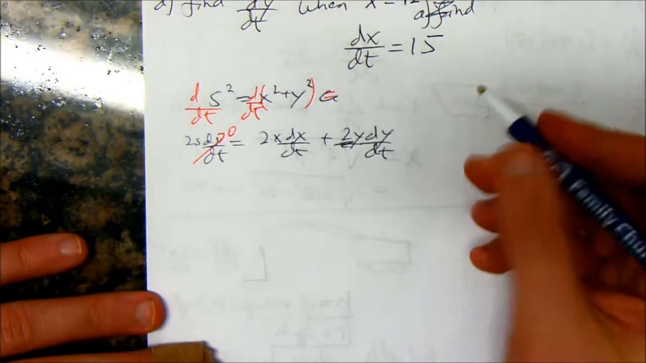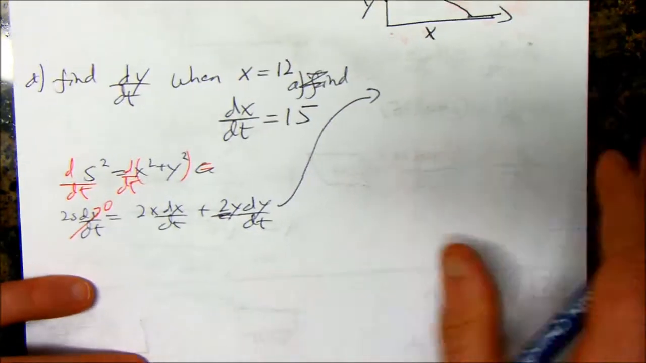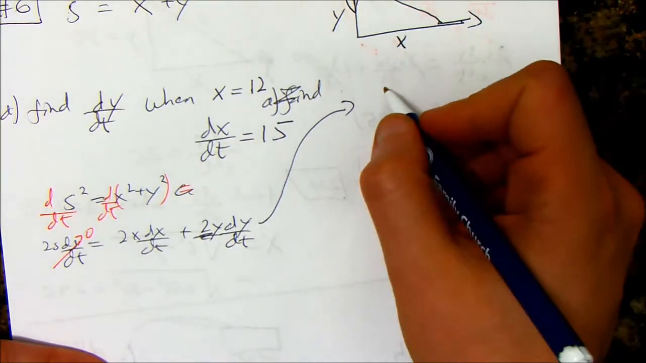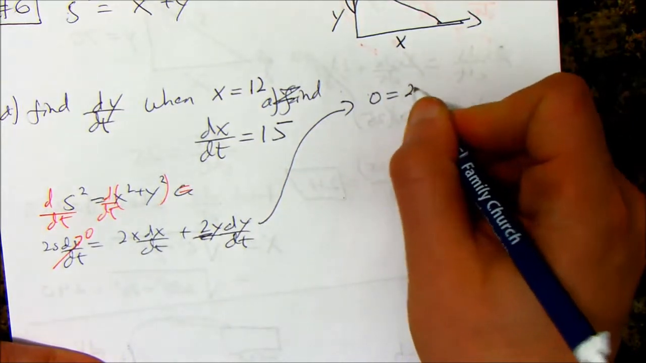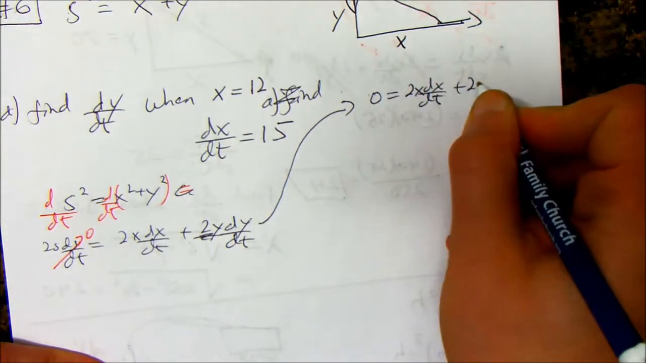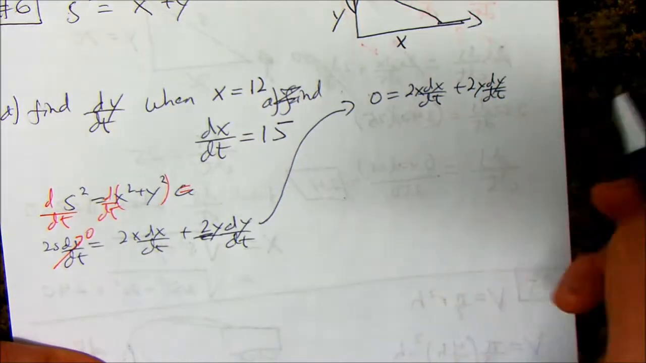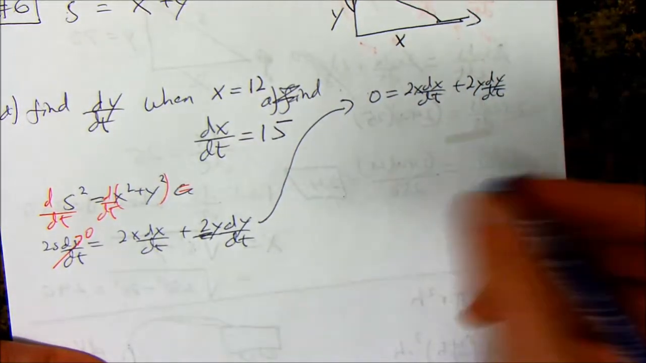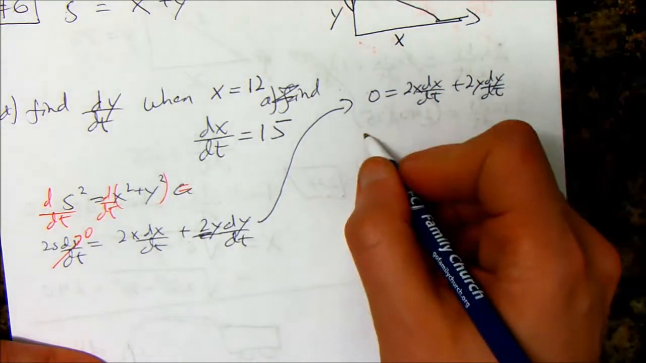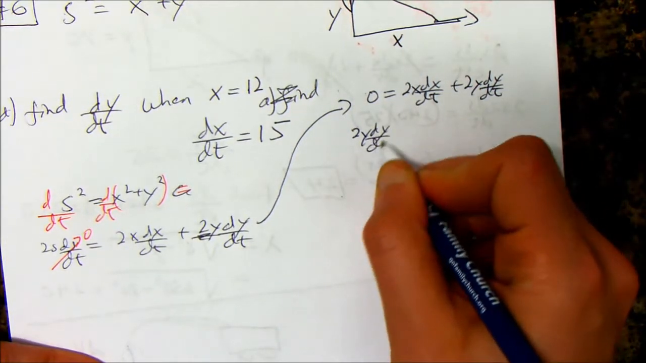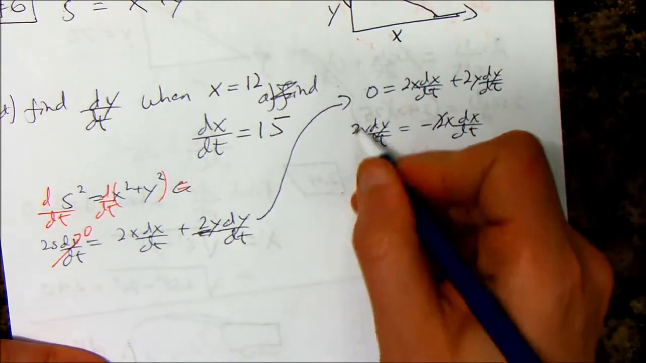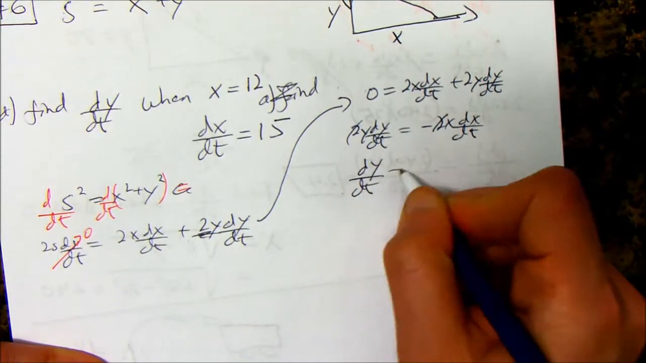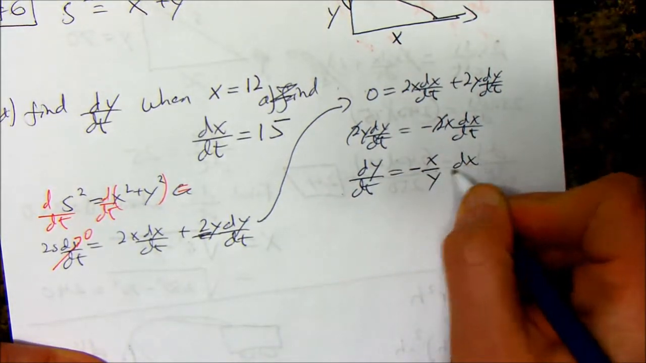All right. So now we can say that 0 is equal to 2x dx dt plus 2y dy dt. Let's go ahead and solve this for dy dt. I'll subtract this over, so I'll end up getting 2y dy dt is equal to negative 2x dx dt. And then divide by 2y, so the 2's will go away, and we'll end up with dy dt is equal to negative x over y dx dt.